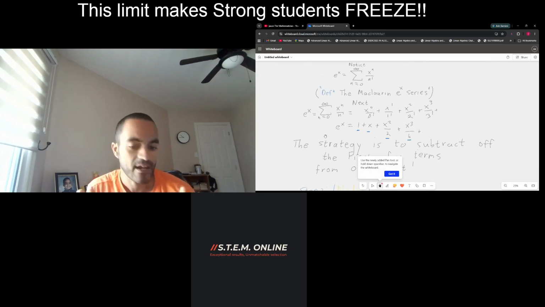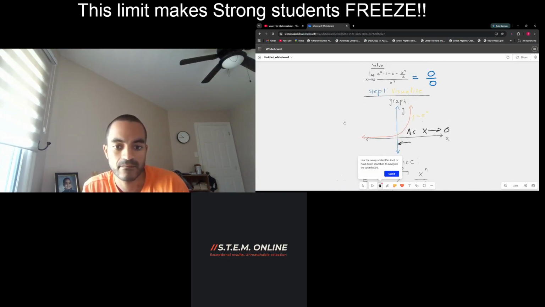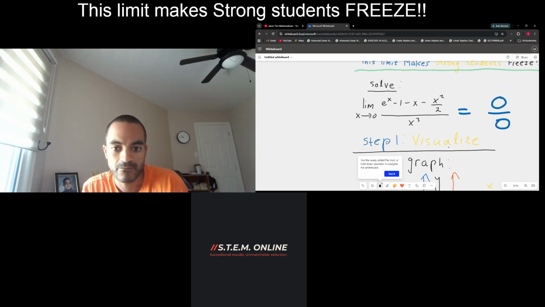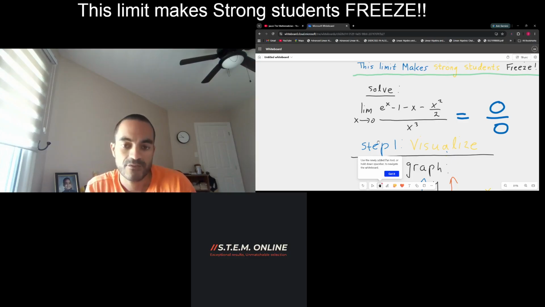So the strategy here is very simple. The reason we're using Maclaurin is, first off, I can substitute what e to the x is, since there's an algebraic expression for e to the x, and that expression is the Maclaurin expansion. Number two, the strategy is to subtract off the first few terms from our limit. You'll notice that in our limit, the Maclaurin expansion terms up to x cubed over 6 will survive.